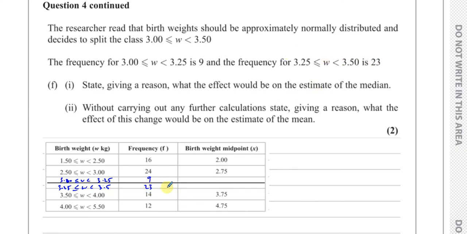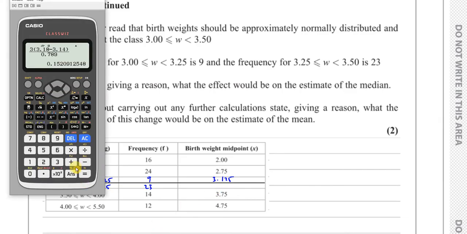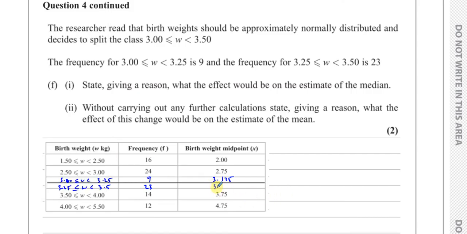All right, so therefore the midpoint here is going to be 3.125, and the midpoint here is going to be 3.5 plus 3.25 divided by 2, which gives you 3.375. Although I don't think we need that. It says state, giving a reason.